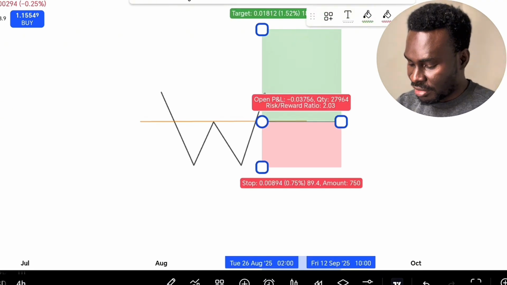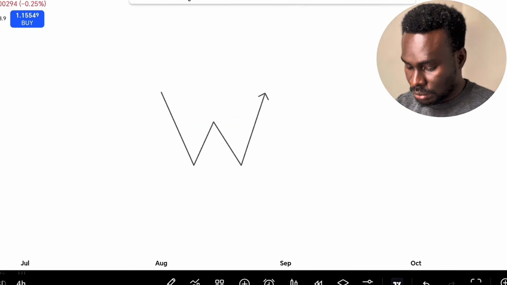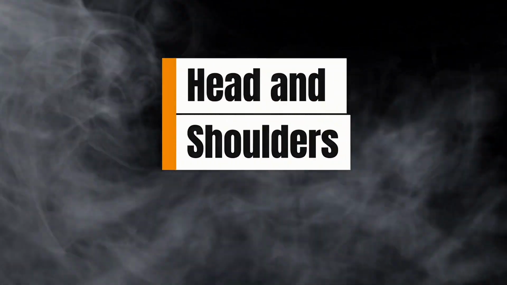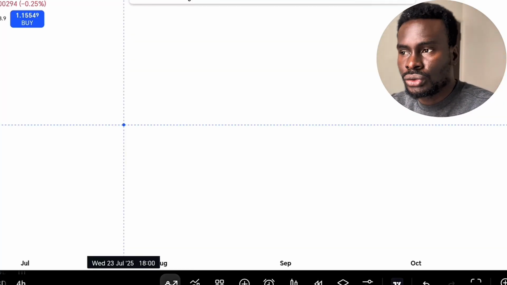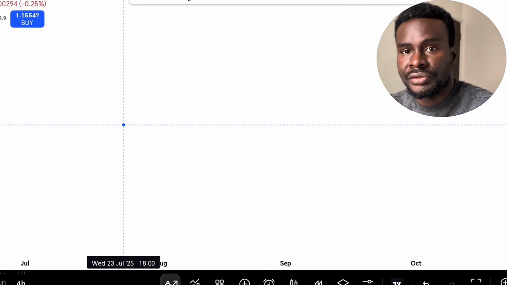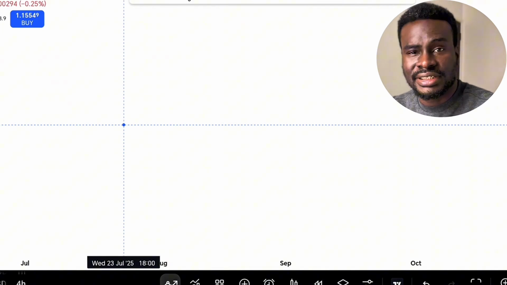Now the last chart pattern, which I'll just quickly do in this session now, is the head and shoulders pattern. Now in the head and shoulders pattern, it's one of the most prominent and choicest indicators for a trend reversal. So the head and shoulders pattern reverses trends.